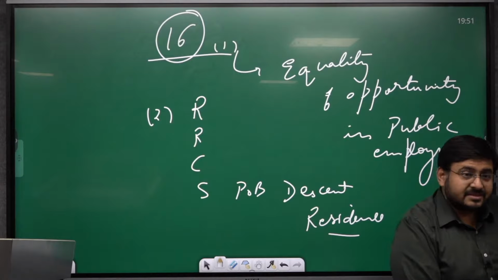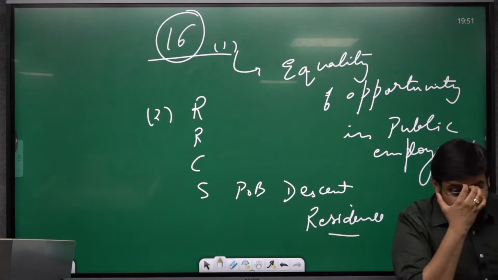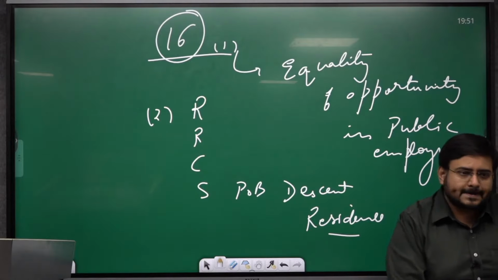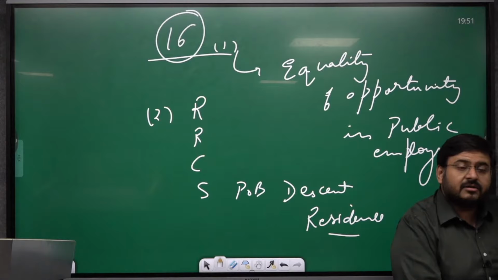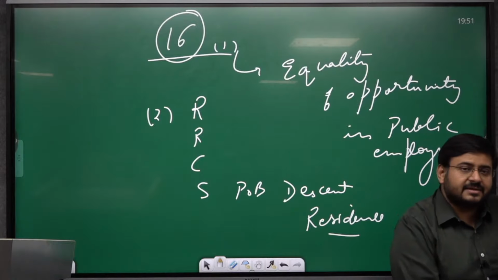16.4. 16 is not over. Article 16.4 is also there. It says that the state can make provisions for the welfare of backward classes. This is what it is saying. Now, this can be made by the state or the parliament. Here it says state or parliament.